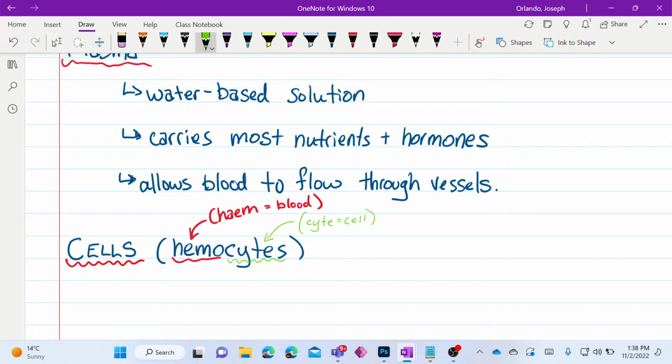So hemocytes are blood cells. What are the three types of blood cells? There's three categories of blood cells. This is where we're going to leave off today. So we're good. We're going to be done with time to spare.